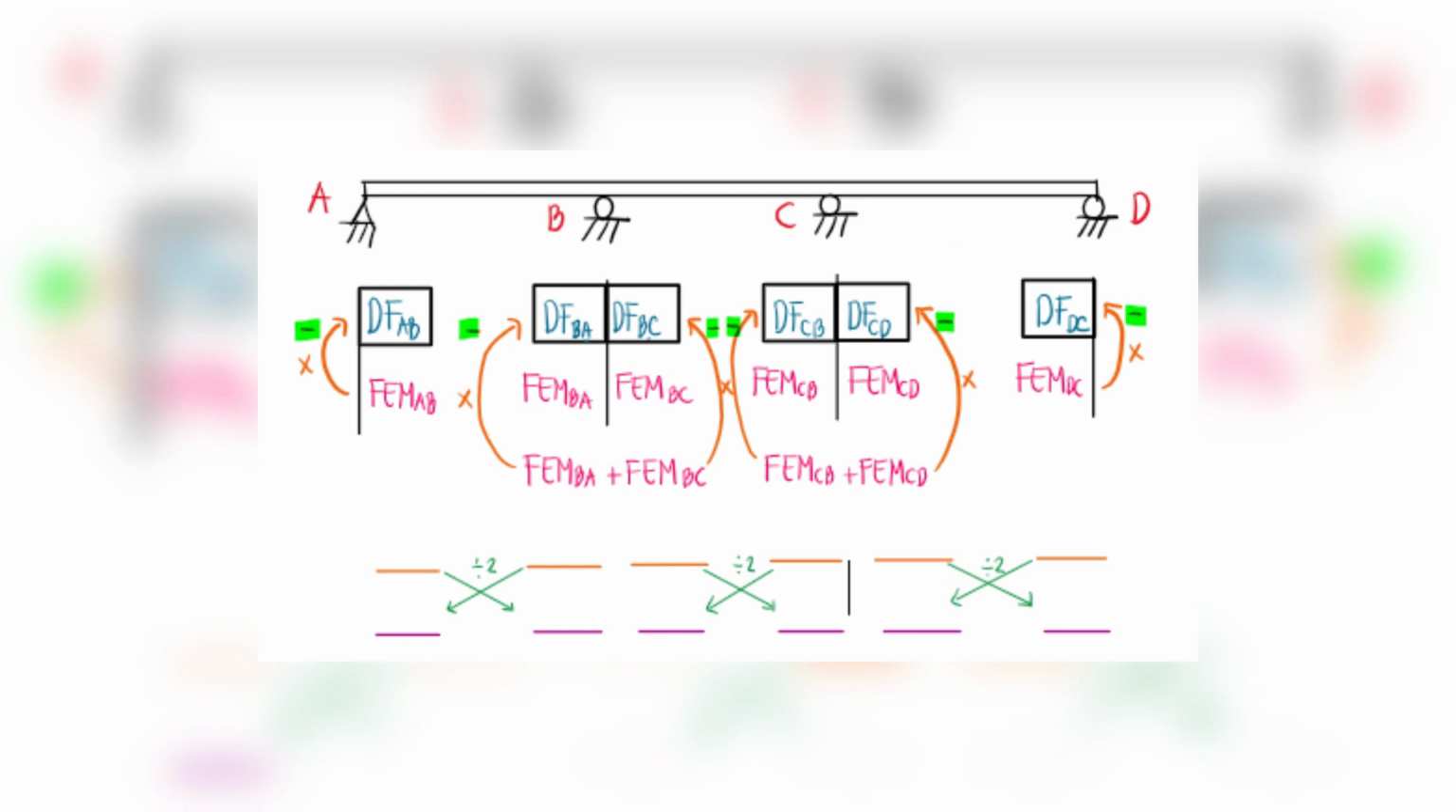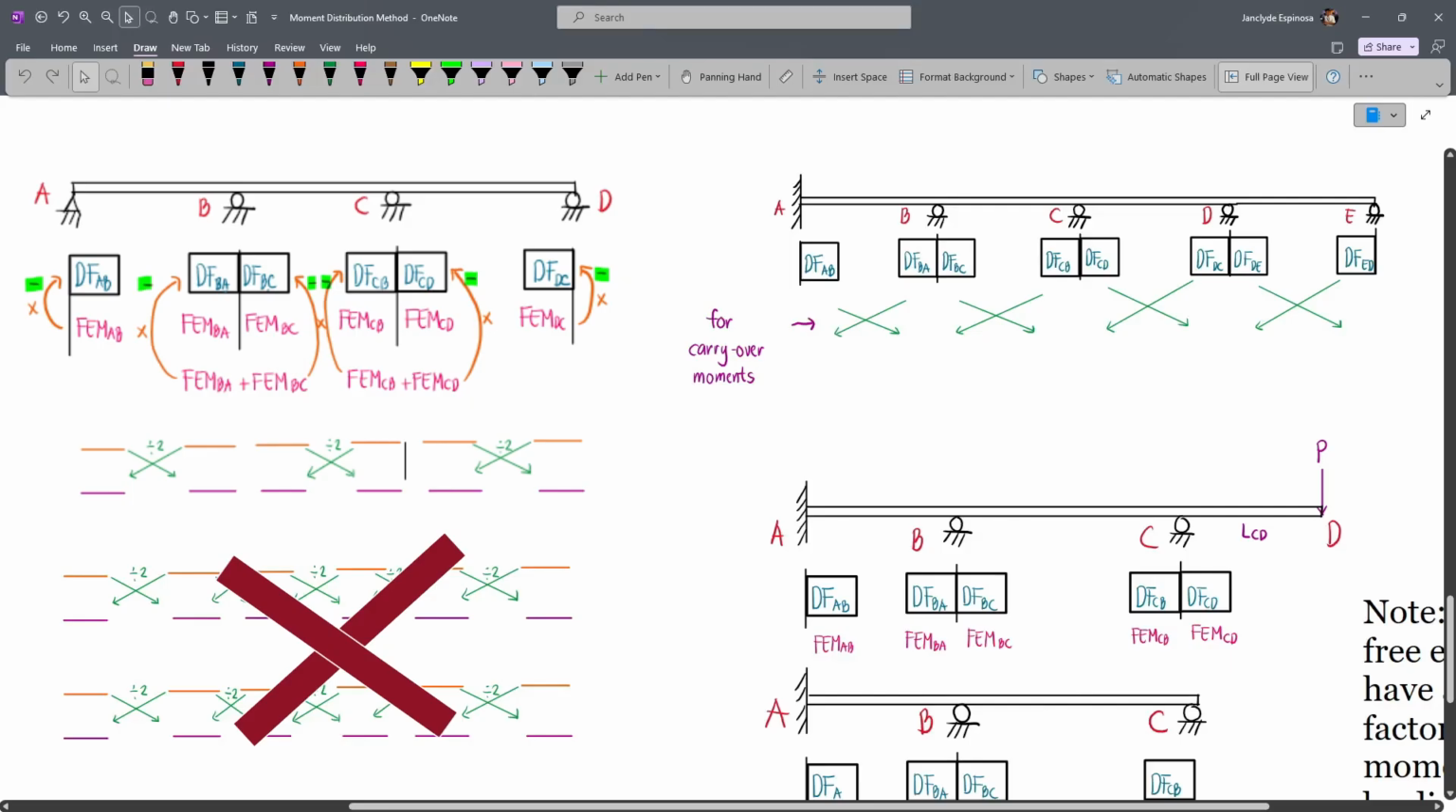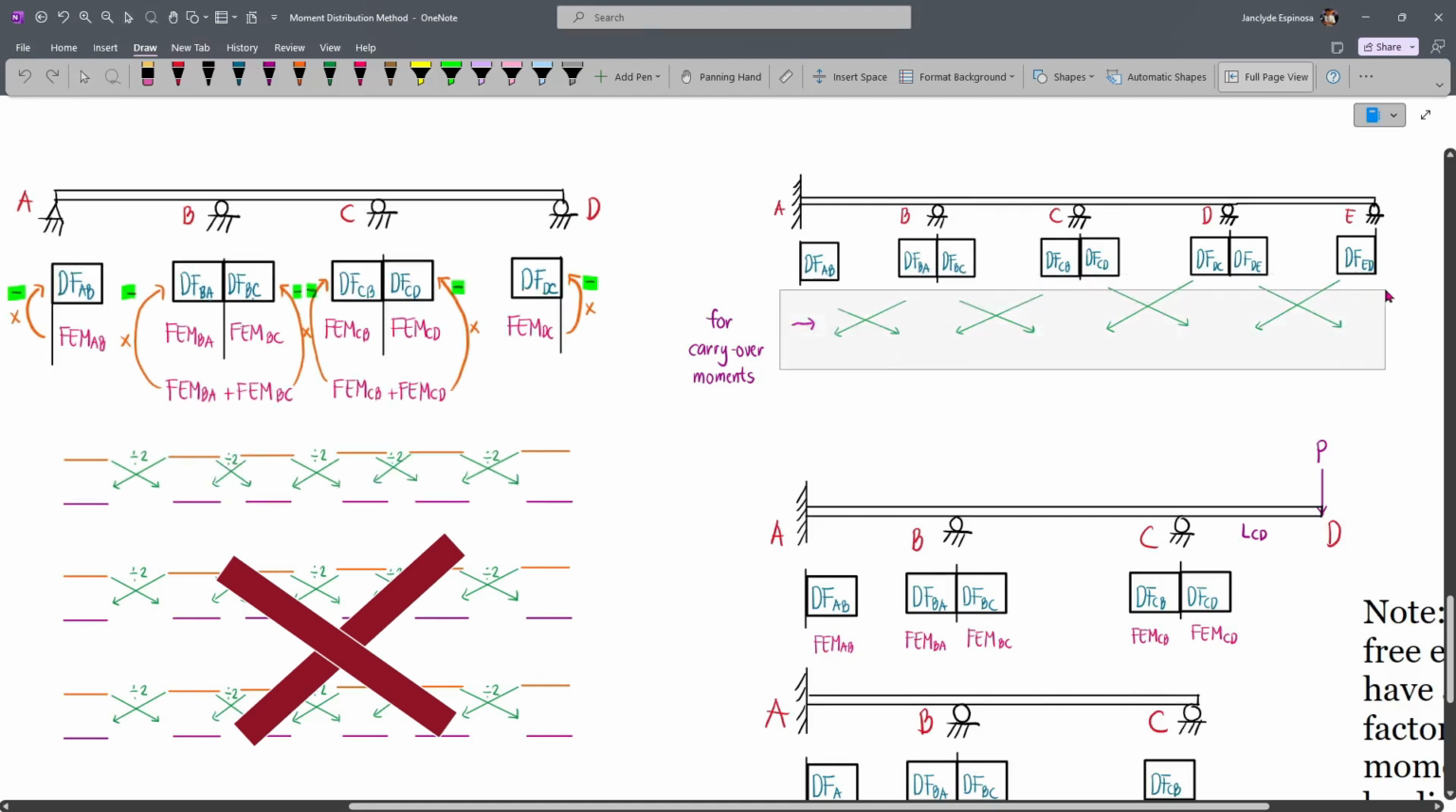Now, I will show this to you later kung paano to i-apply. Now, sir, what if apat yung supports? Ito yung mangyayari. For all interior supports, we have 2 distribution factors. And then for the end supports, we only have 1. And so if you will carry over the moments, ito na yung itsura. And then essentially, you will just stop kung yung unbalanced moments will be virtually equal to 0. And then if we have 5 supports, ito yung carry over moments natin. Or yung pattern ng carry over moments.